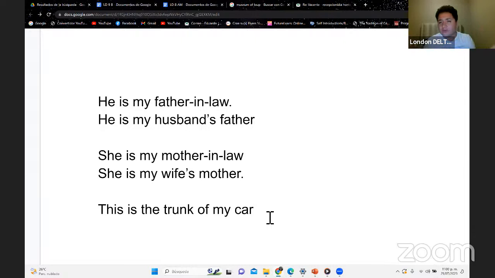Por eso no decimos, this is the father of my husband, or this is the sister of my wife. Because even though it's more comfortable for our Spanish brains, porque aunque es más cómodo esta estructura para nuestros cerebros latinos, preferimos utilizar en inglés entonces el apóstrofe cuando hablamos de personas.